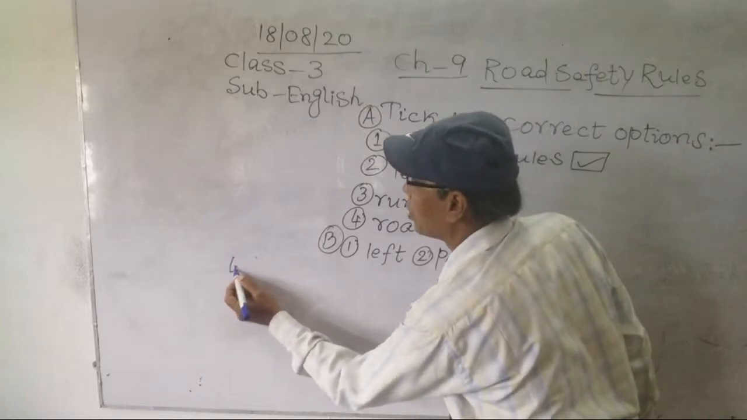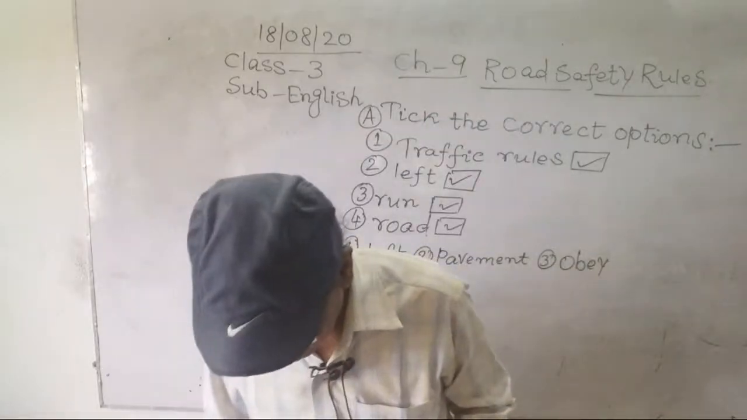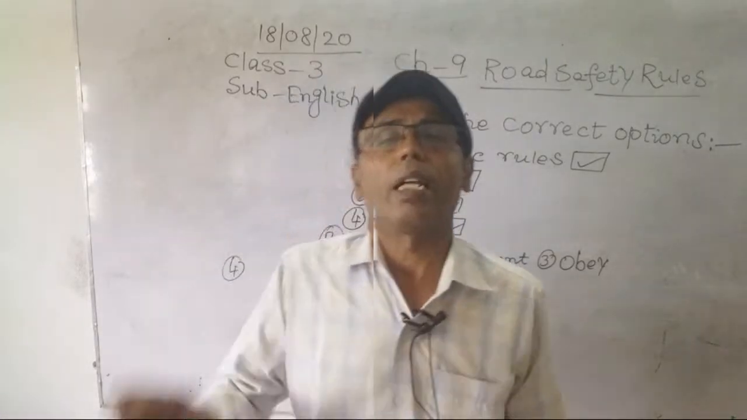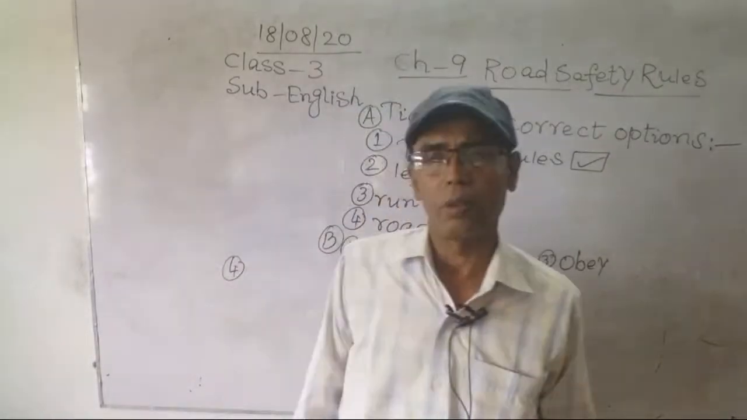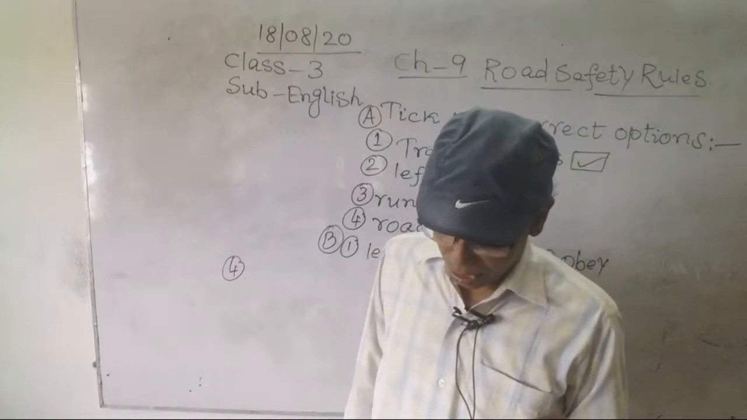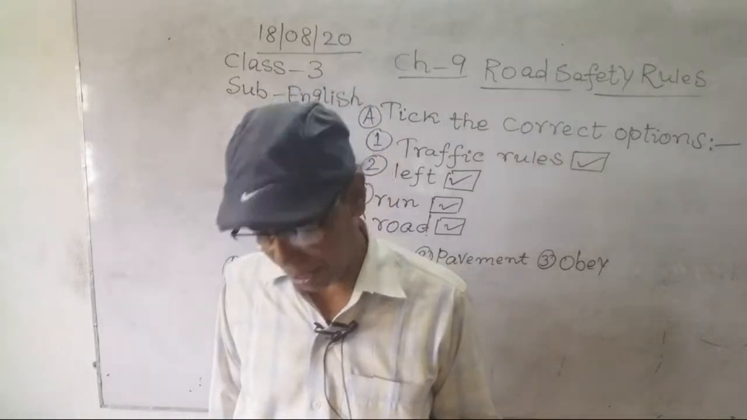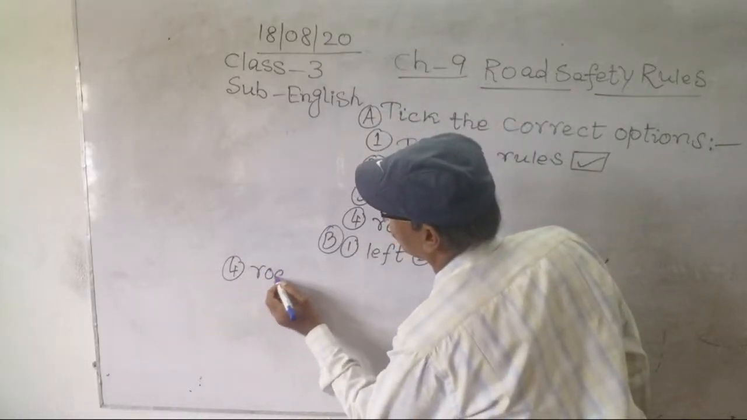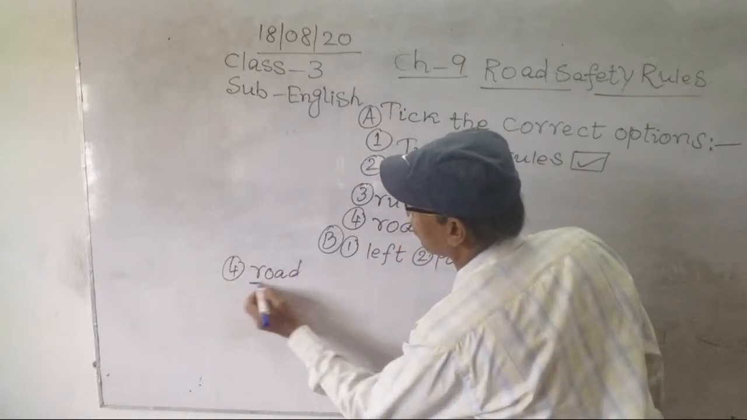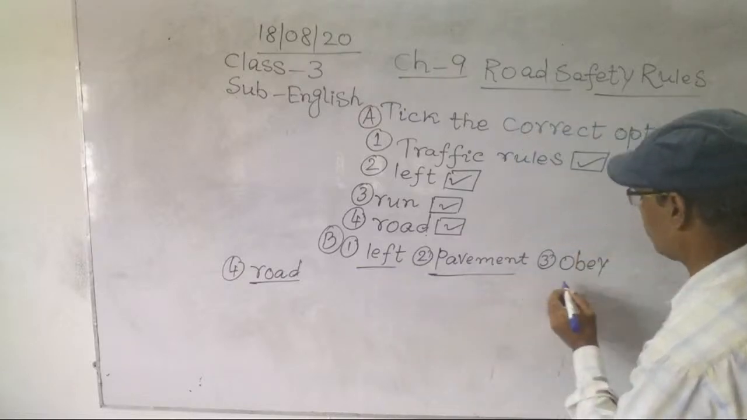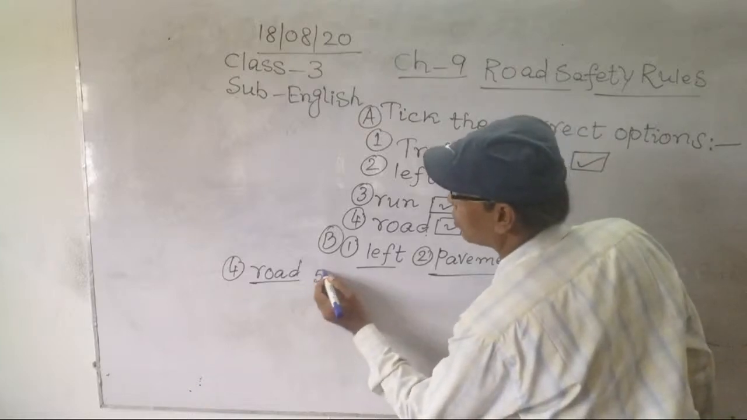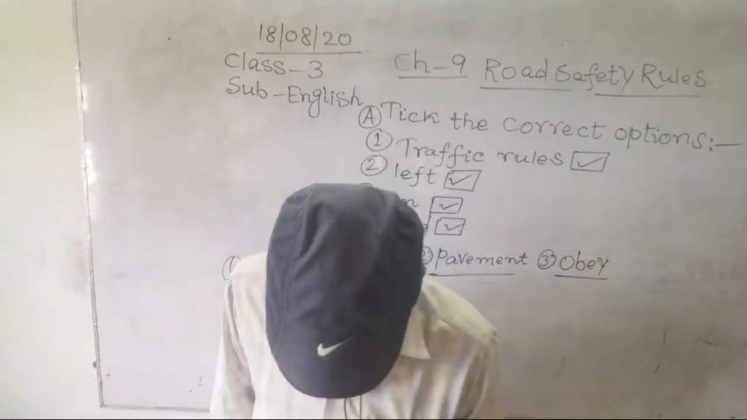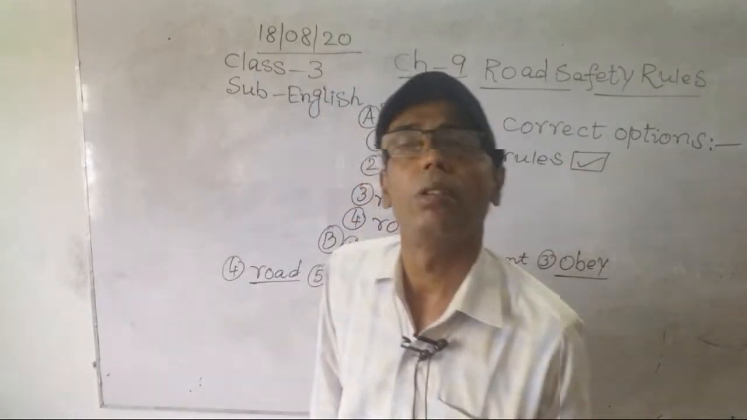Number 4. Zebra crossing is used to cross the road safely. The answer will be road. Question number 5. The green light at the signal indicates to move.